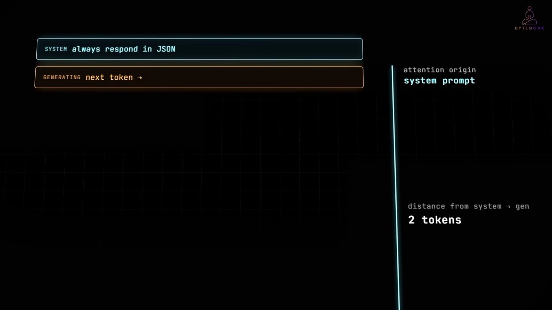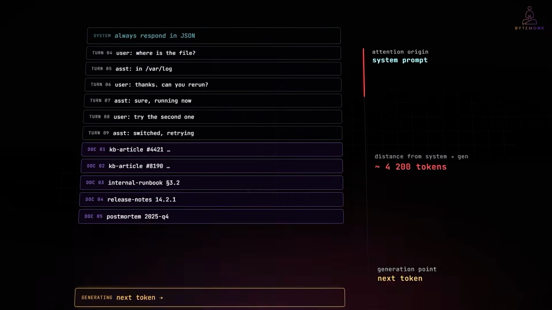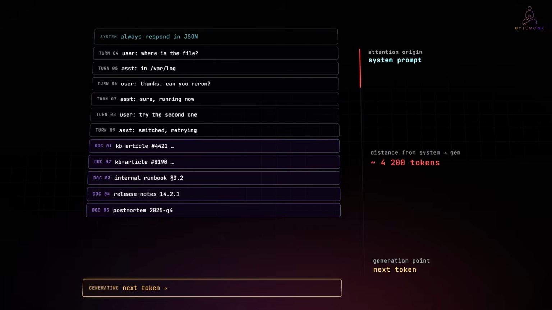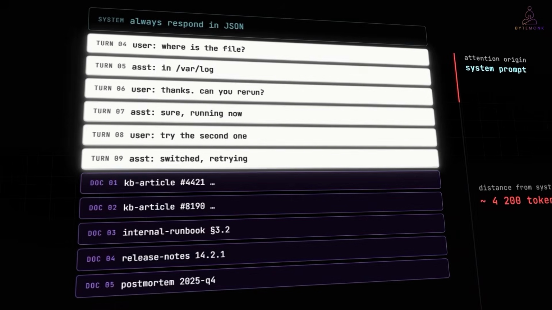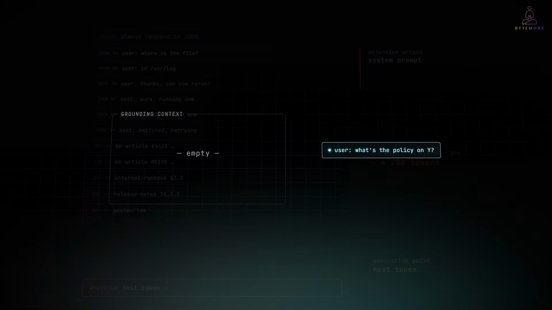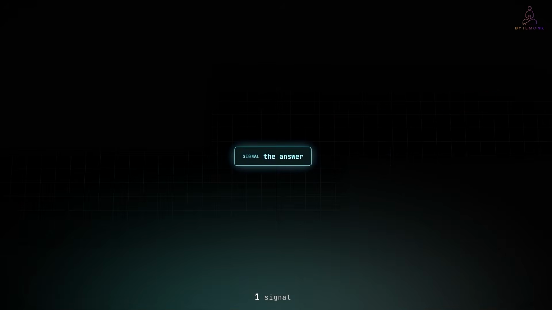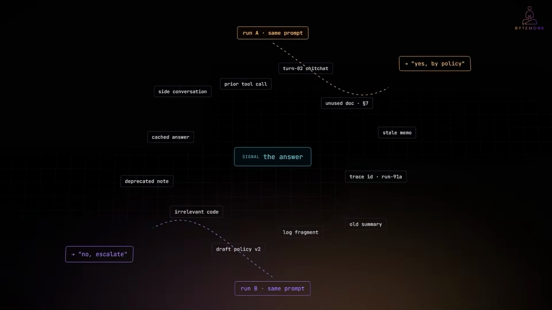Your system prompt is at the top. Then you added long conversation history. Then you stuffed in 5 retrieved documents. By the time the model is generating its response, the original instruction is buried thousands of tokens earlier. Attention dilutes. The instruction is still technically there, but is no longer salient. The same pattern explains hallucination, where you didn't spend tokens on grounding, and inconsistency, where context bloat dilutes the relevant signal.